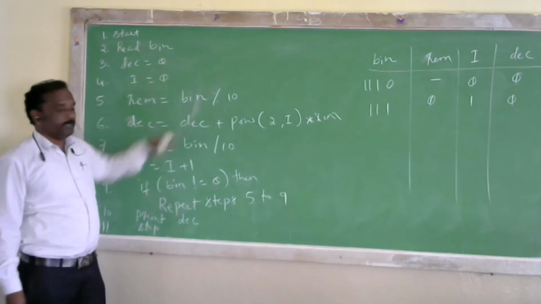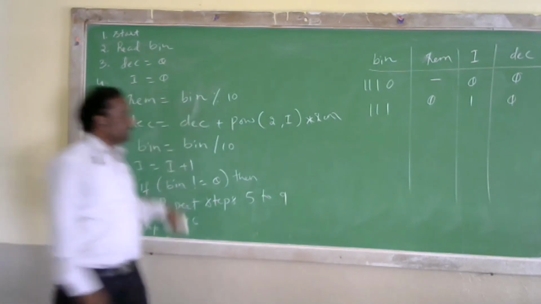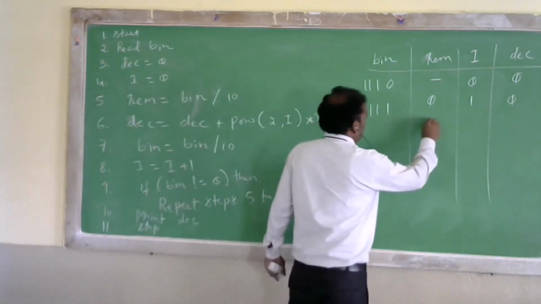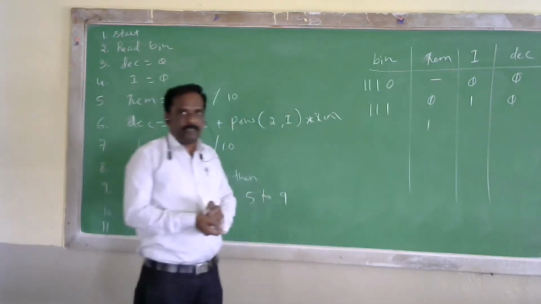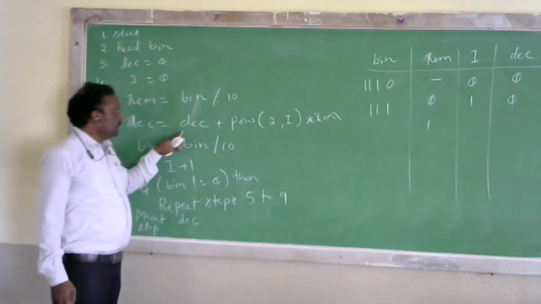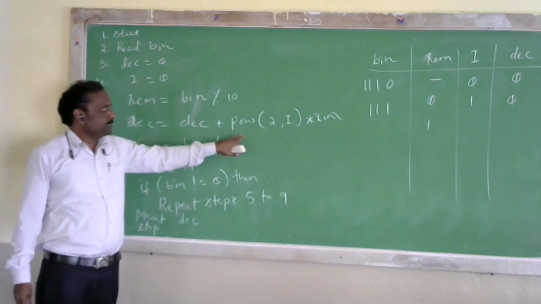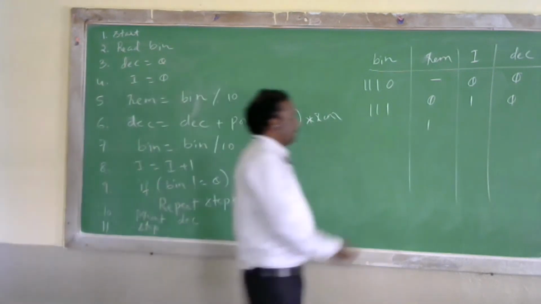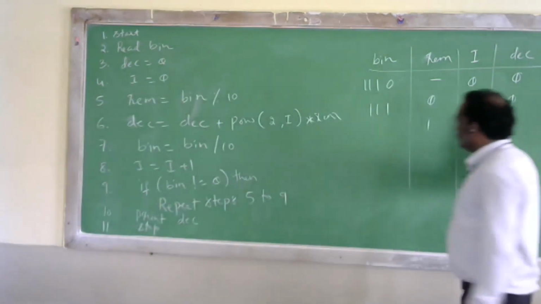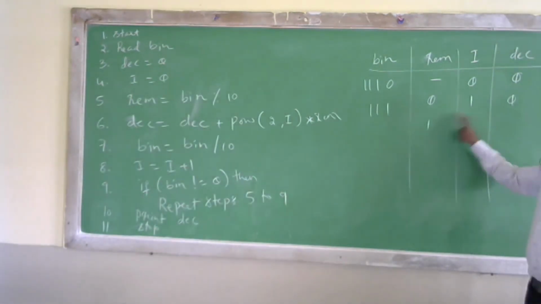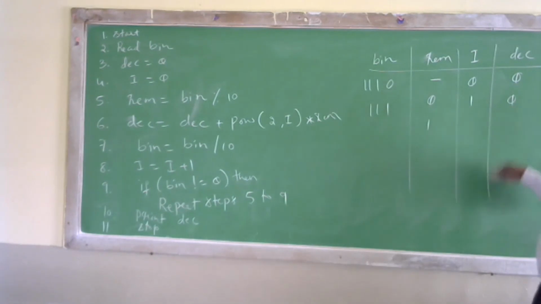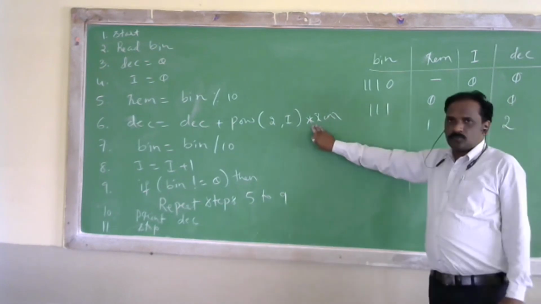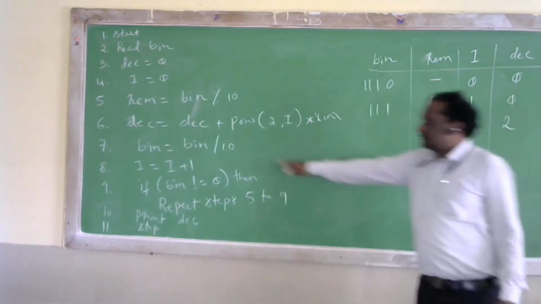Then repeat this step. Remainder is equal to binary modulus 10. What is the remainder? Remainder is 1. Now calculate. Decimal is equal to decimal plus 2 power I. What is 2 power 1? 2 power 1 is 2. 2 into 1, 2. 2 plus 0. So the decimal value will change to 2.